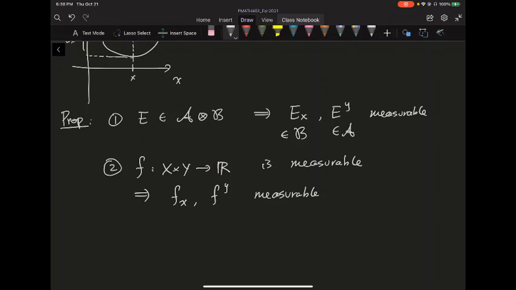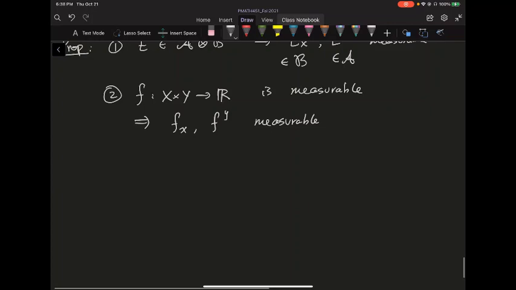I'm not going to do that, because it's rather technical. For me, the product measure is just the measure, which may not be complete. So we have these E_x and E_y and F_x, F_y, they're everywhere measurable. You don't have the almost everywhere. All right, so let's prove this fact. Let's prove the first one.